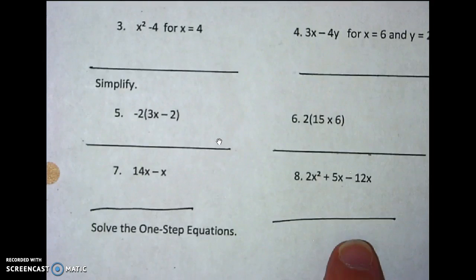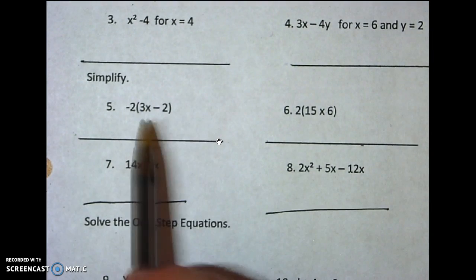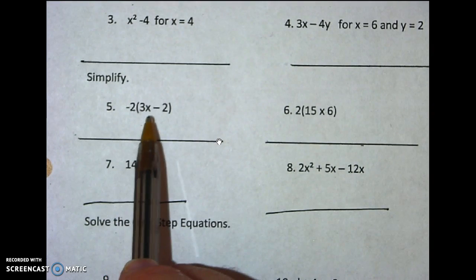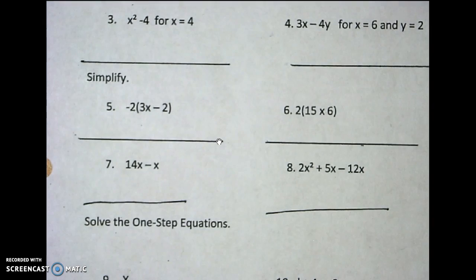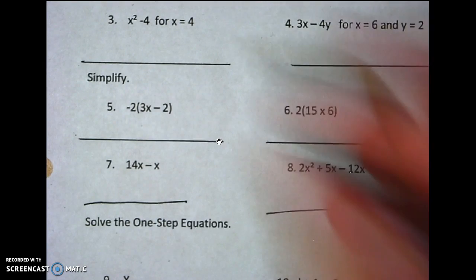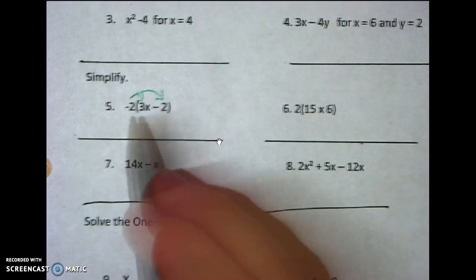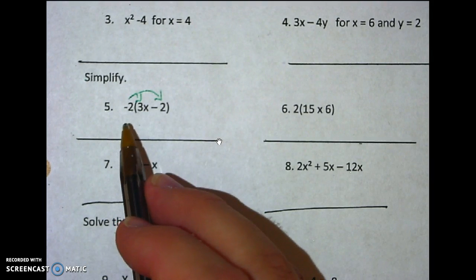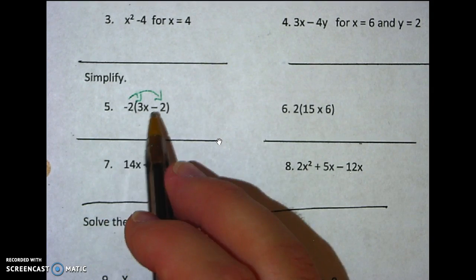Going on to the next problems. It looks like number 5 here. I can't do 3x minus 2 because they are not like terms. But what I can do is distribute this negative 2 to both of these numbers here. Again, the 2 is next to the parentheses. That's going to signify multiplication. I'm going to multiply by negative 2 to both of these numbers.